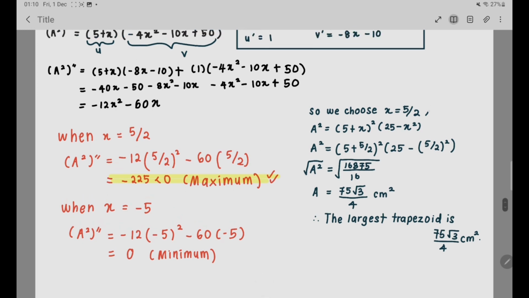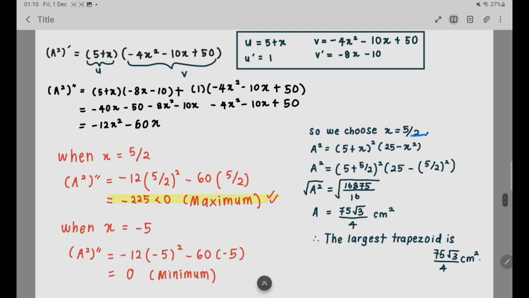x equals 5 over 2 and insert it into the A squared equation, which is the area of the trapezoid. After you insert it, you need to find A by taking the square root of both sides. So the largest trapezoid that we could find has an area of 75 square root of 3 over 4 cm squared. That's all from me. Thank you.